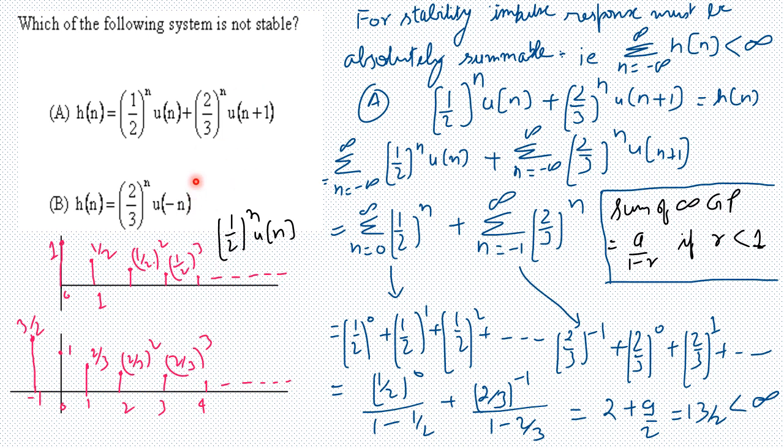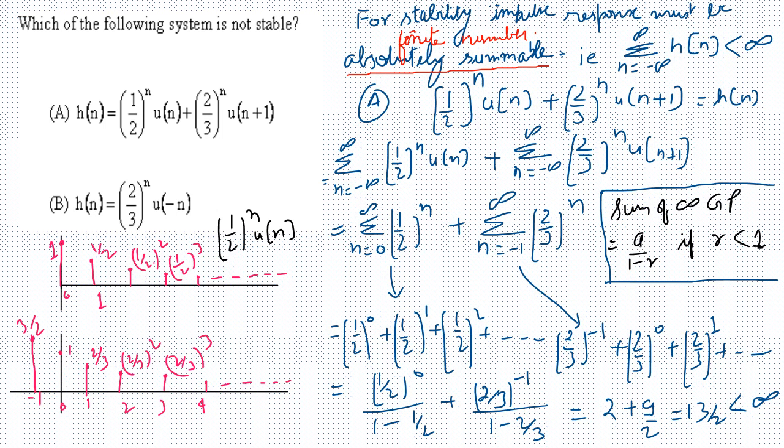So how to proceed for these kinds of problems? For stability, the impulse response must be absolutely summable. Wherever the impulse response is given and you need to find the stability, you need to sum that impulse response from n equal to minus infinity to infinity, and it should be a finite number. Absolutely summable means it should be a finite number. If it is a finite number, then we can say the system is stable. If it is not a finite number, then the system is unstable.